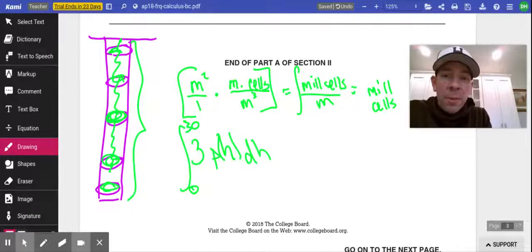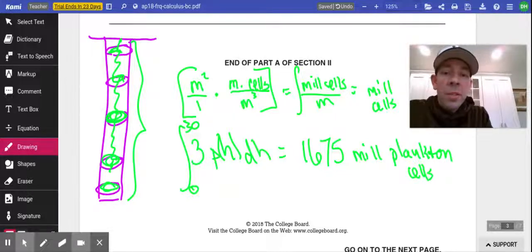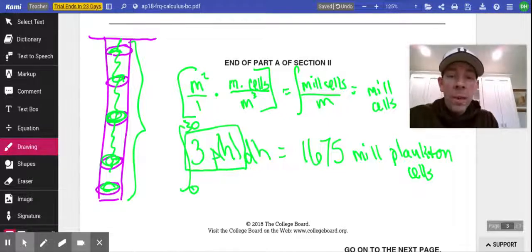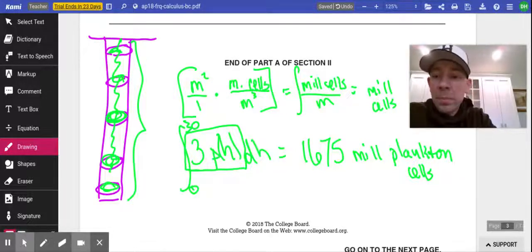And here's the beautiful thing. Now we can just plug this straight into our calculator. We're going to get about 1675 million plankton cells, going to the nearest million here. And again, if you're struggling getting to this part where you think, okay, how would I know that I was supposed to multiply the 3 and the P of H together? Just analyze your units. Analyzing your units is going to help you get there.